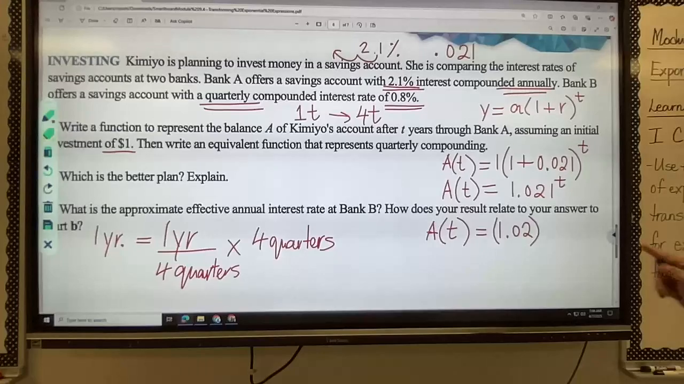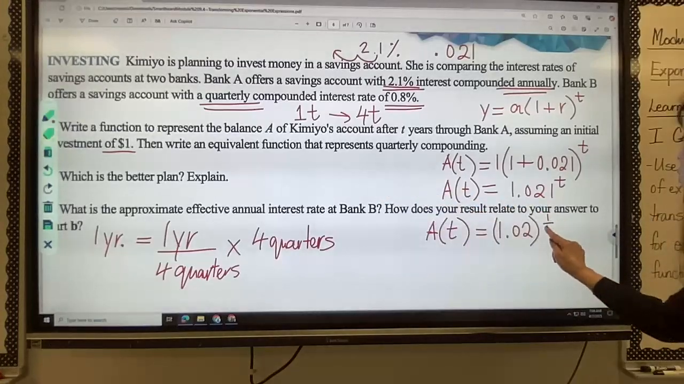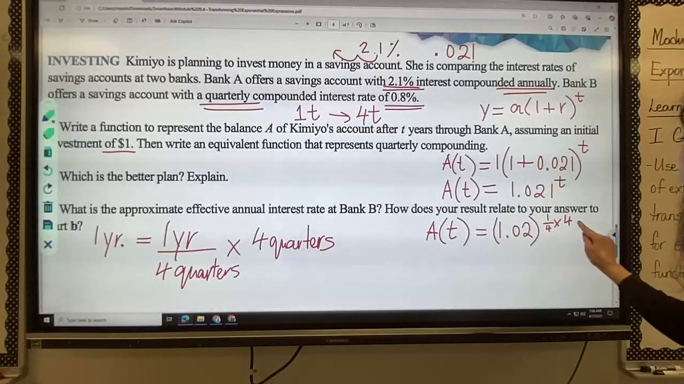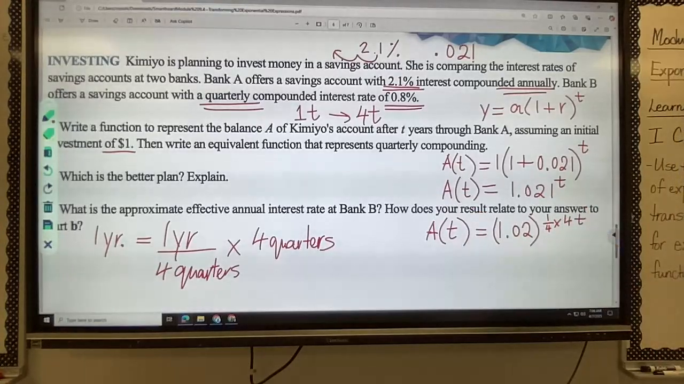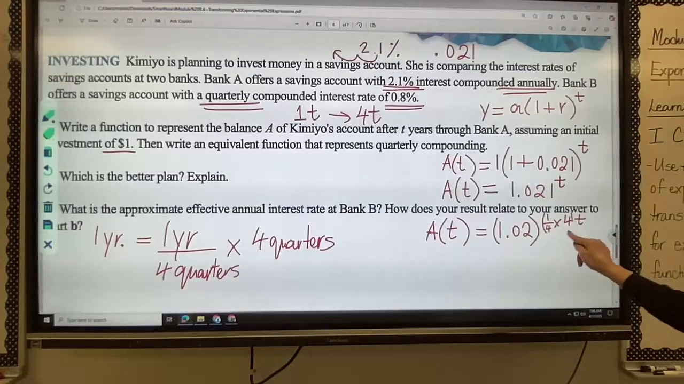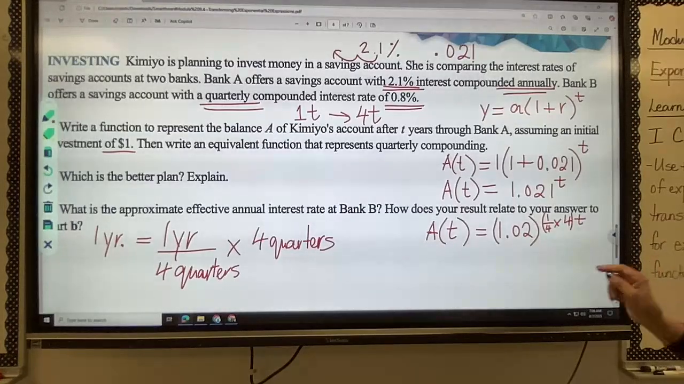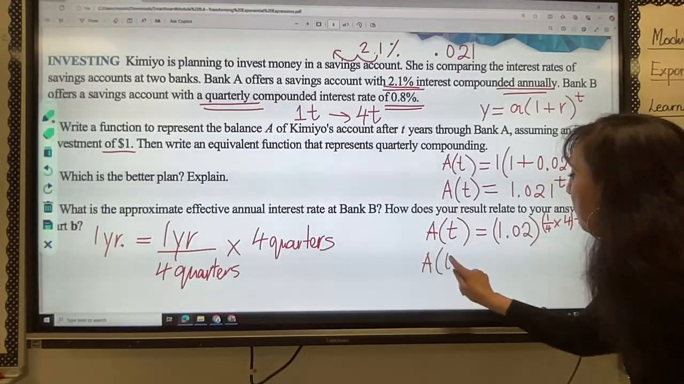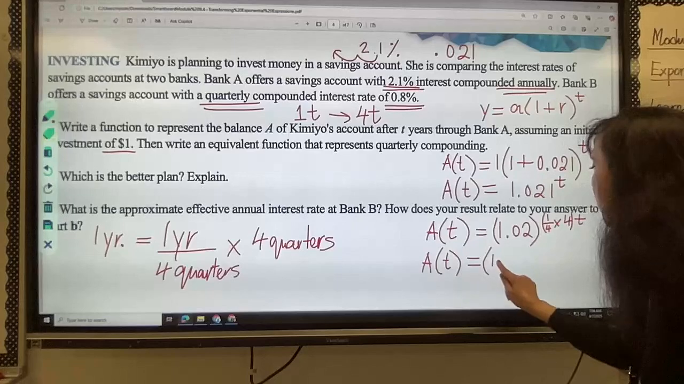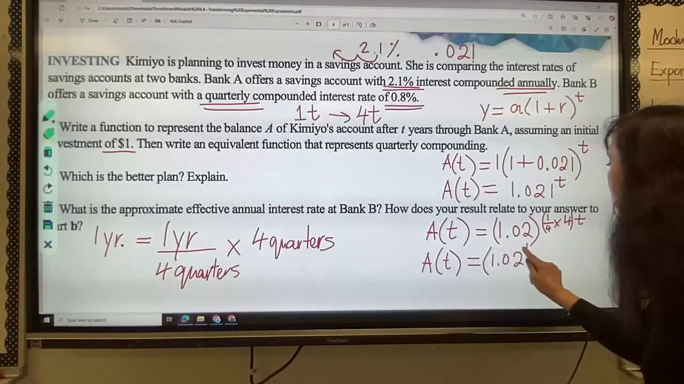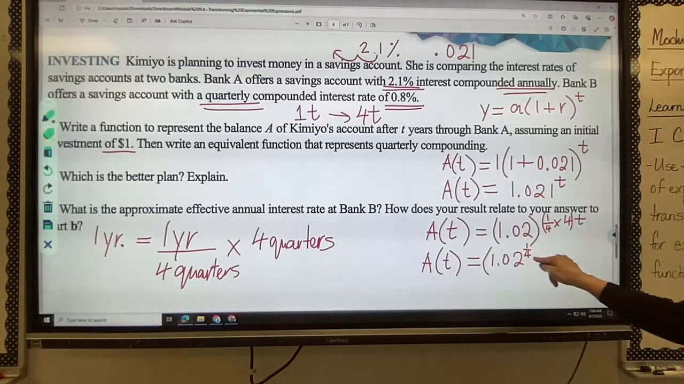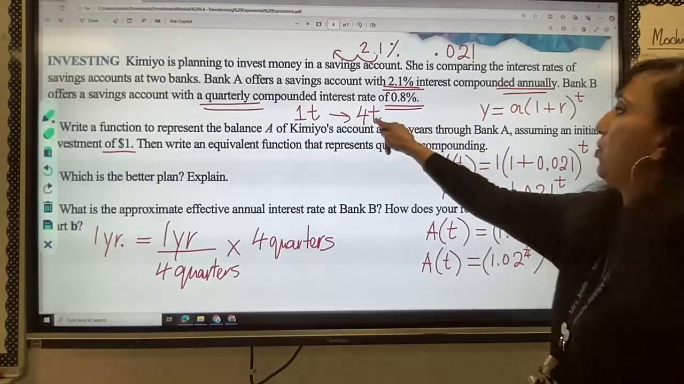Okay, and then I have 1/4 times 4t. And this whole thing is raised to the t. Then what I'm going to do is use the power of a power property of exponents, and I am going to say A of t is equal to 1.02 to the 1/4 power over here, and then what am I left with? 4t, and that's what I'm trying to change it to.